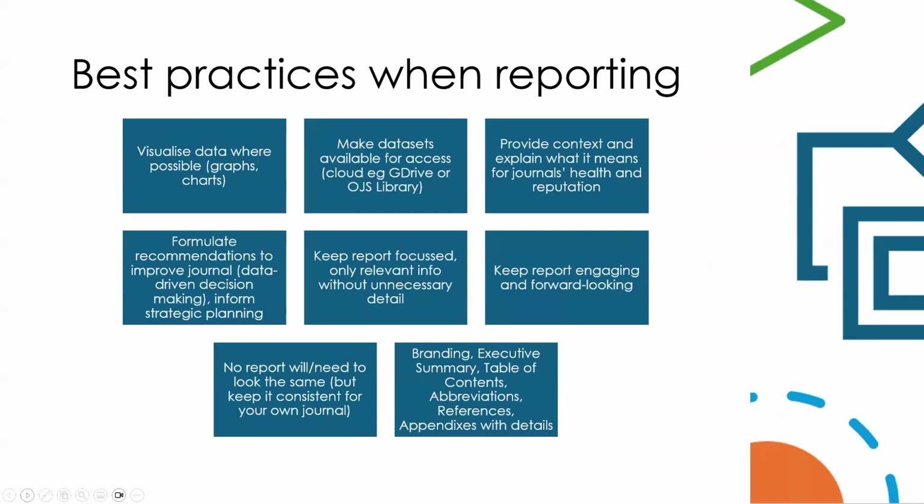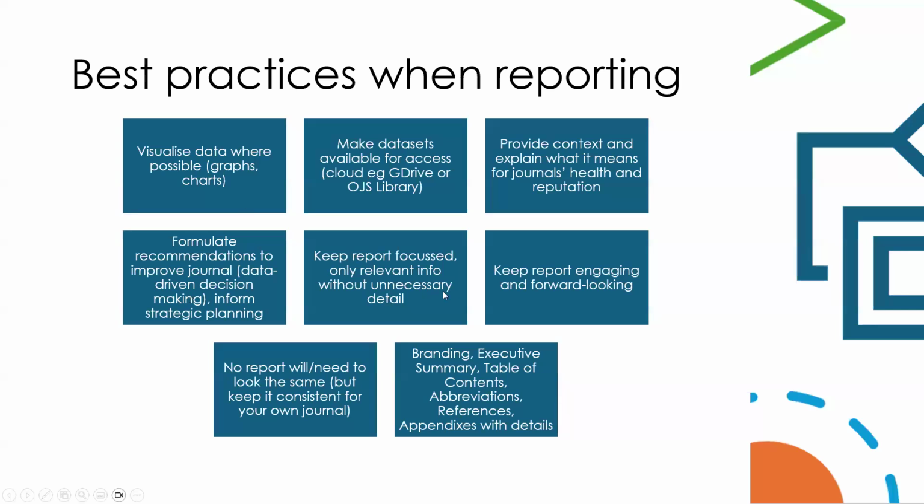When reporting on statistics and data, here are a few best practices. Visualize your data where possible using graphs and charts. And make your data sets, the raw data sets, as well as the processed, cleaned data sets, available. For example, on your journal's Google Drive or within your OJS library. Provide context and always explain what it means for your journal's health and reputation when reporting. So interpret that data. Formulate recommendations to improve your journal. In other words, come up with data-driven decisions or strategies.